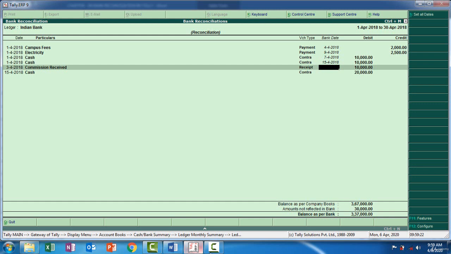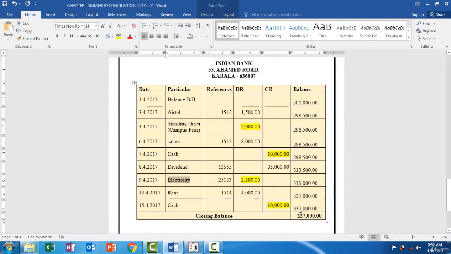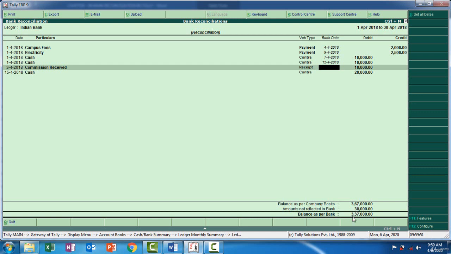Now you can see the balance as per the company's book 367,000 and amount not reflected in bank 30,000. Balance as per the bank 337,000. You can see here the balance amount 337,000. So you can see here 337,000. It means our reconciliation is correct. So in this, you can see that this 10,000 and this 20,000 is not collected from the bank. That's why we did not put the date.